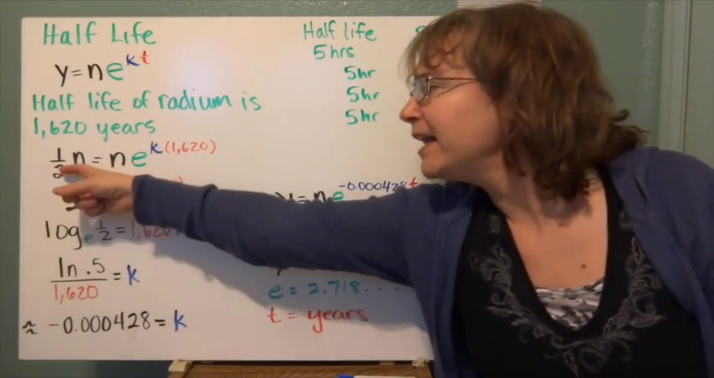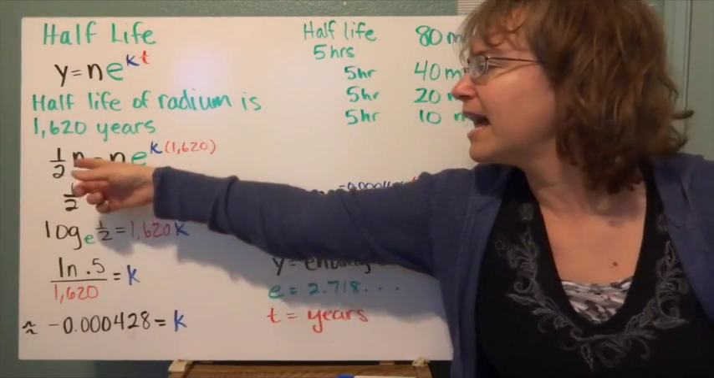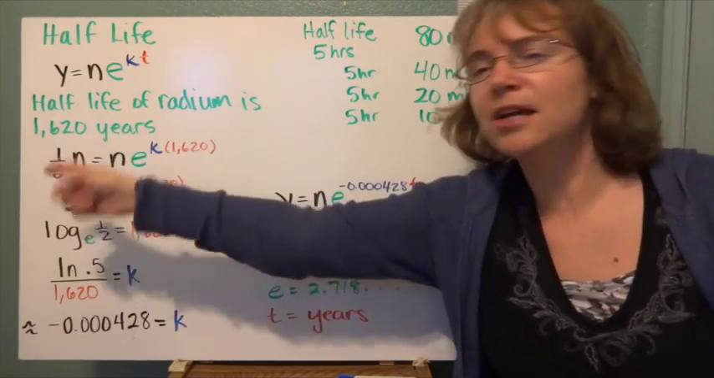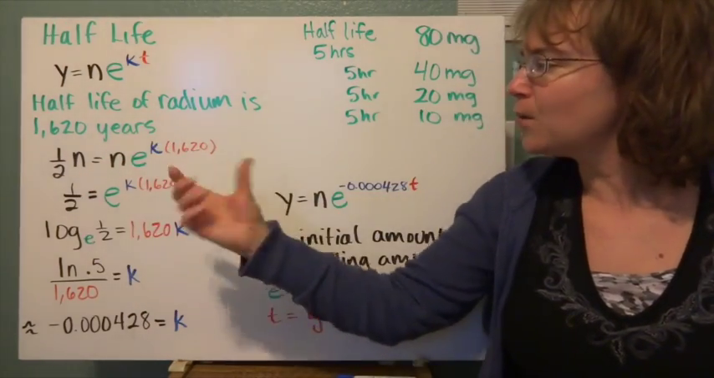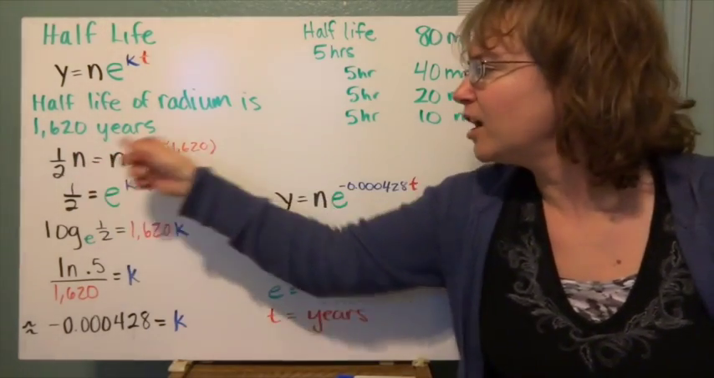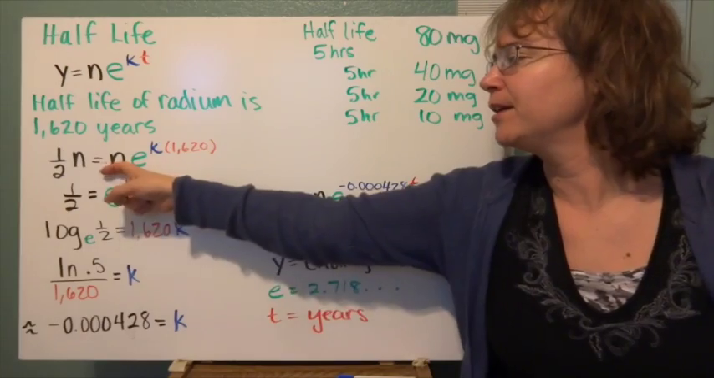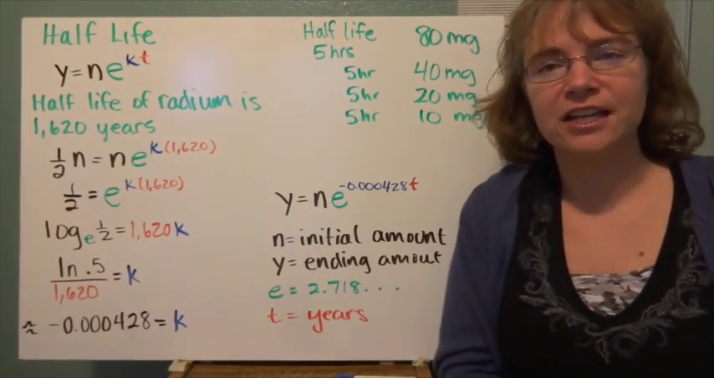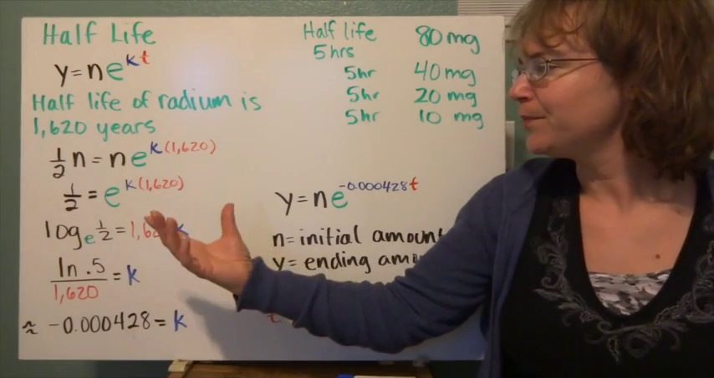So instead of Y here, I just put Y is equal to 1/2 N, because whatever I started with doesn't really matter. I'm going to end up with a half of it. And the reason I want to do this is because I can divide both sides by N now. N is not attached to this exponent up here. And when I do that, I just get 1/2. So it doesn't really matter the initial amount in this equation.